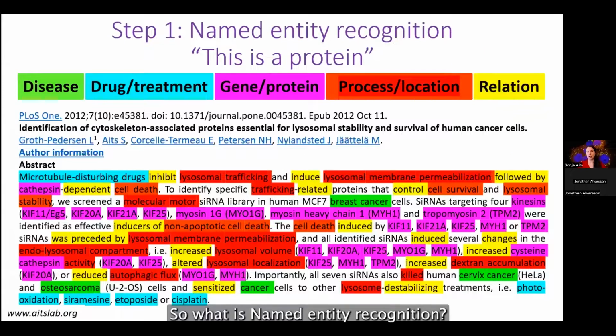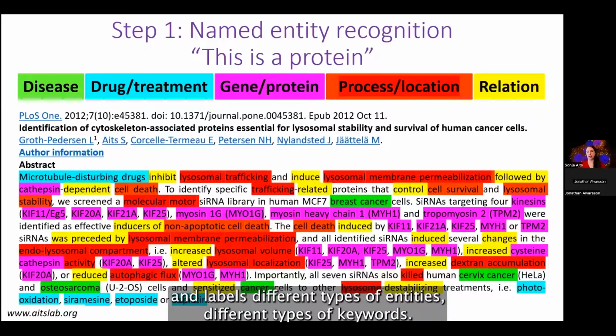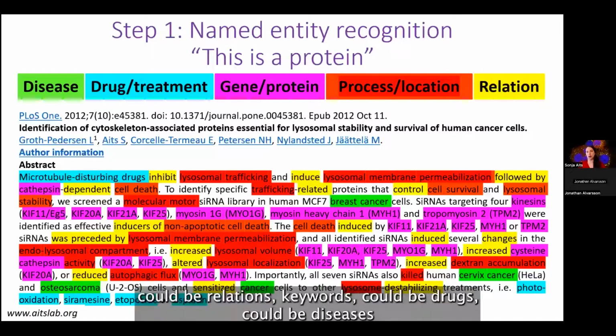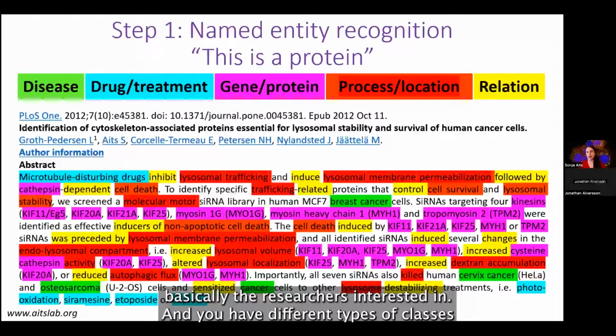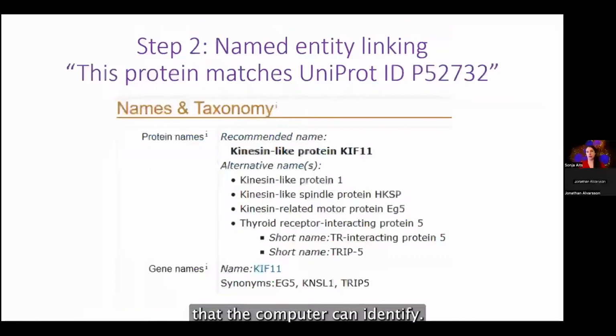So what is named entity recognition? It is basically that the computer goes through a text and labels different types of entities, different types of keywords. It could be proteins, genes, processes, relations. Keywords could be drugs, diseases, mutations, cell lines, basically anything the researcher is interested in. And you have different types of classes that the computer can identify.